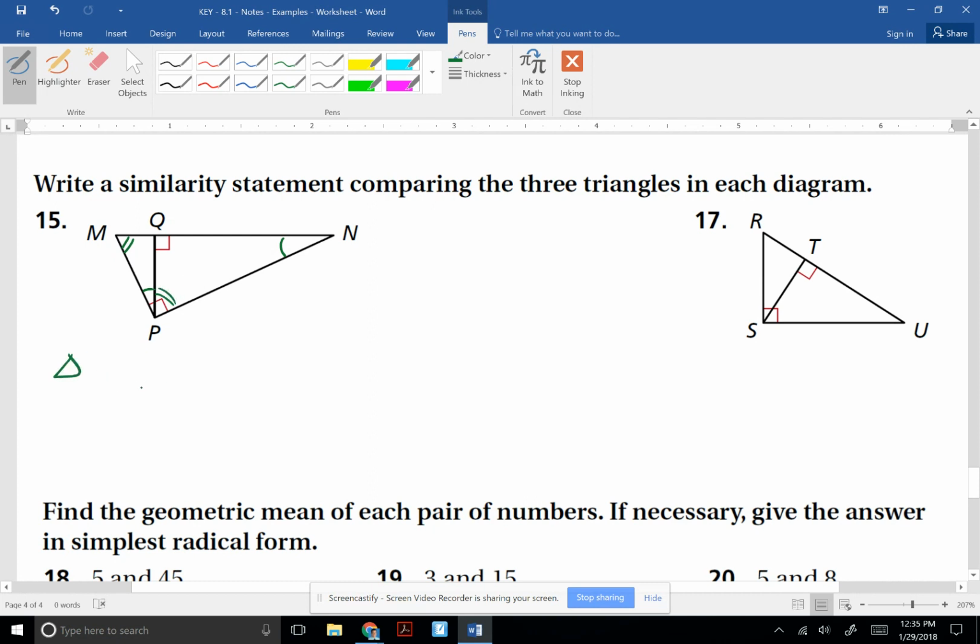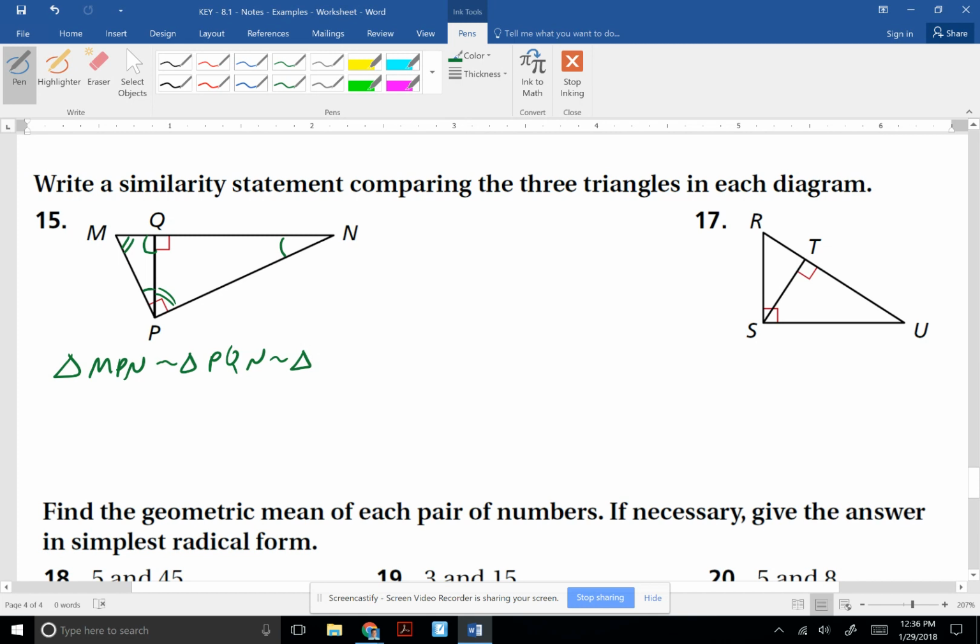So triangle, let's do MPN. So that's 2, right angle, 1, is similar to the medium one, which we did 2, which is P, right angle Q, 1, N. And again, you notice how it doesn't really matter how I'm starting. I just have to match them up.